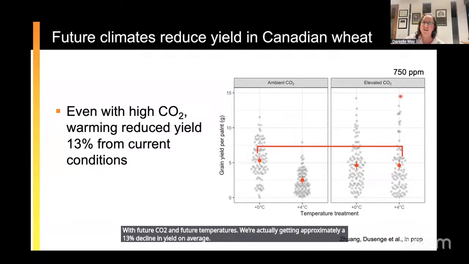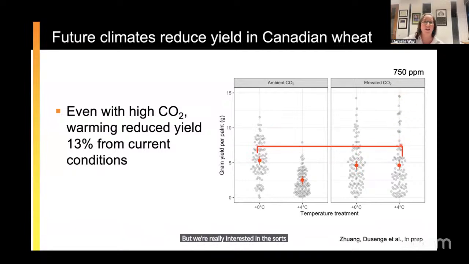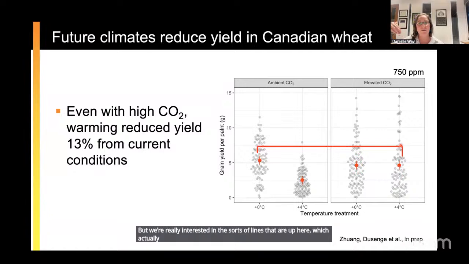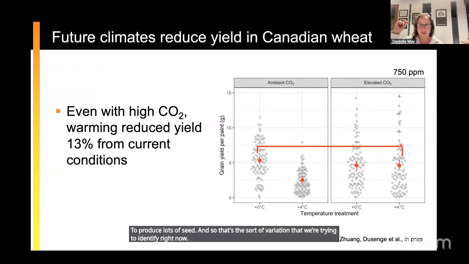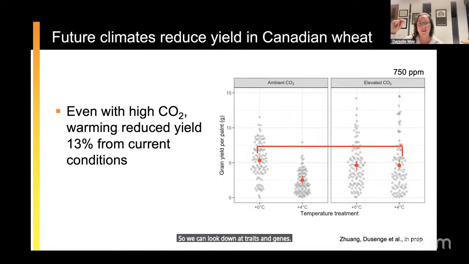But we're really interested in the sorts of lines that are up here, which actually are able to benefit and make use of that extra CO2 and that warming to produce lots of seed. And so that's the sort of variation that we're trying to identify right now, so we can look down at traits and genes that are responsible for that climate resilience.